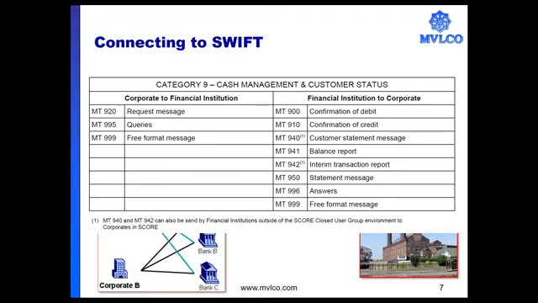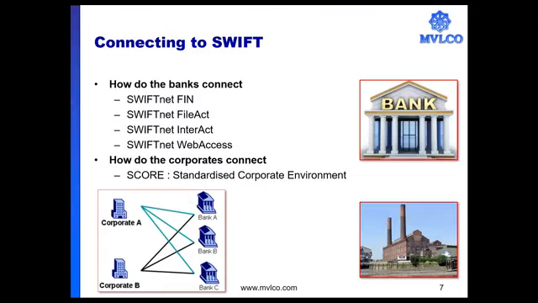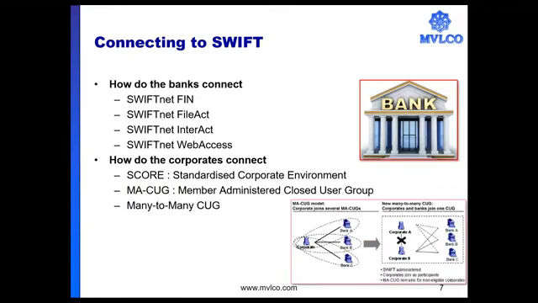This is point 1. I'll be discussing category 1, category 2 and category 9 today. Let me explain the details of these messages at a later point of time. The first mechanism we discussed about how corporates can connect was SCORE. The second mechanism is a closed user group. You could have two types of closed user group: a member administered closed user group and a many-to-many closed user group. In a member administered closed user group, a bank like Bank A, Bank B or Bank C could create its own CUG, and if a corporate joins that CUG, it would be able to communicate only with that bank which created the CUG.